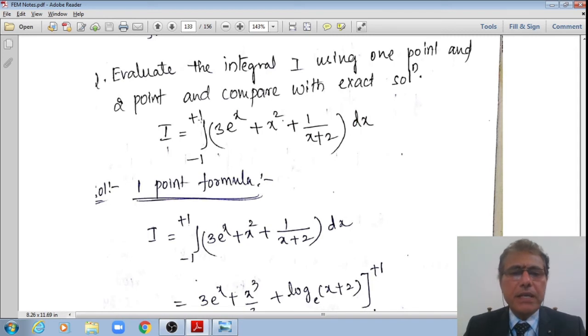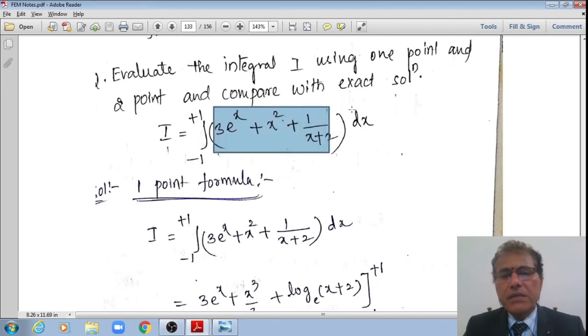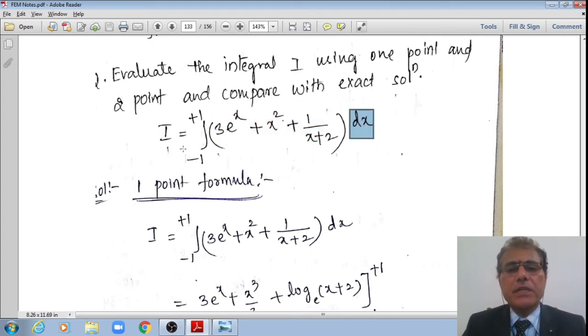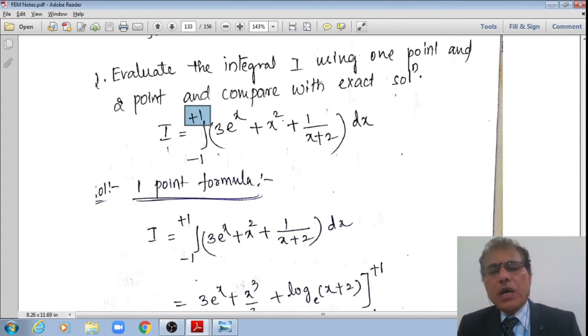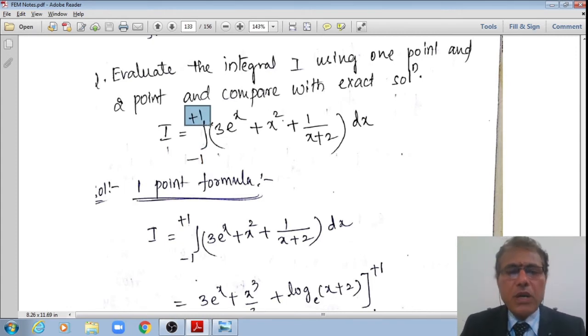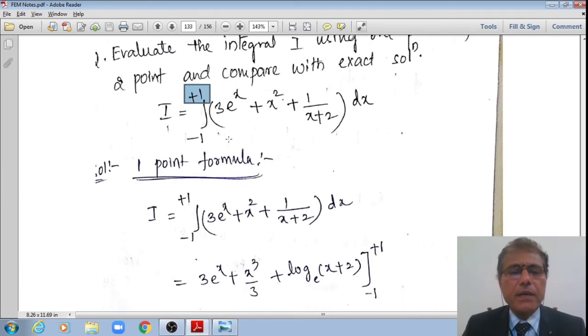Therefore it is immaterial for this integration. If the function is in terms of x, then it is dx. If the function is in terms of xi, then it is dxi. Therefore the limits of xi are minus 1 to plus 1. Generally in the local coordinate system, the lower bound and upper bound are minus 1 to plus 1, right?